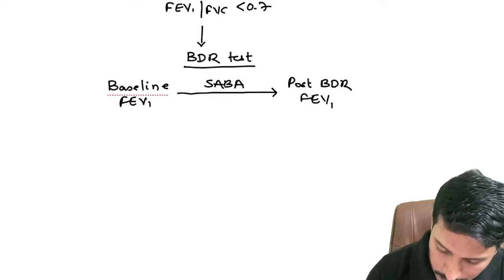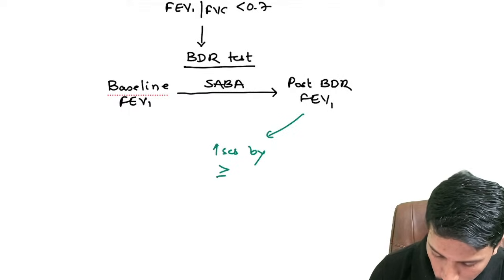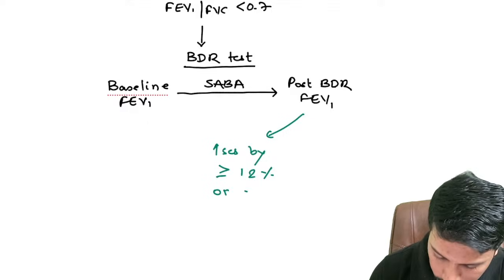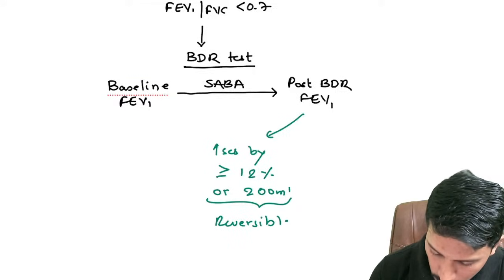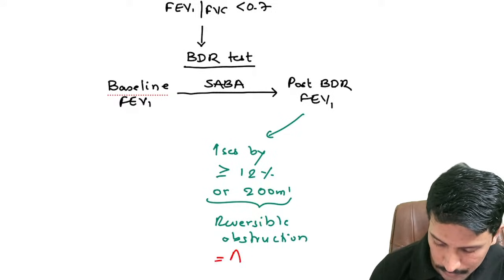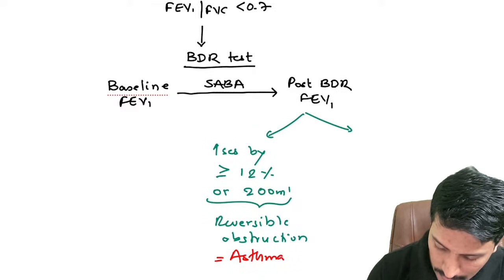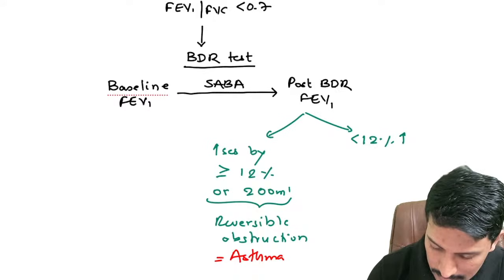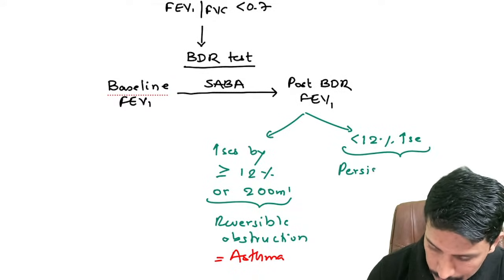And if this FEV1 increases by more than or equal to 12% or 200 ml, then it is reversible obstruction, and all reversible obstruction for all practical purposes is equal to asthma. On the other hand, if there is less than 12% increase, it is suggestive of persistent obstruction.